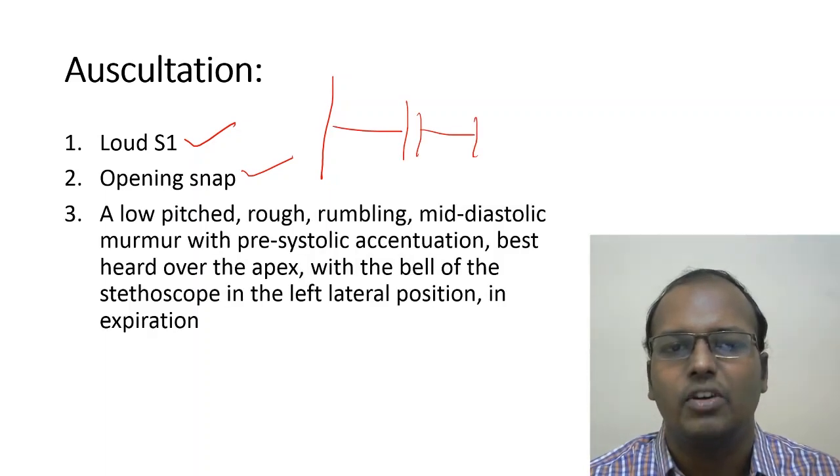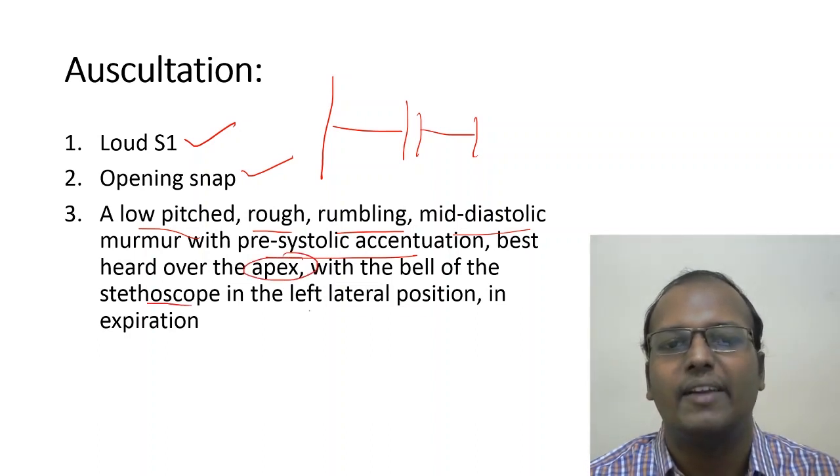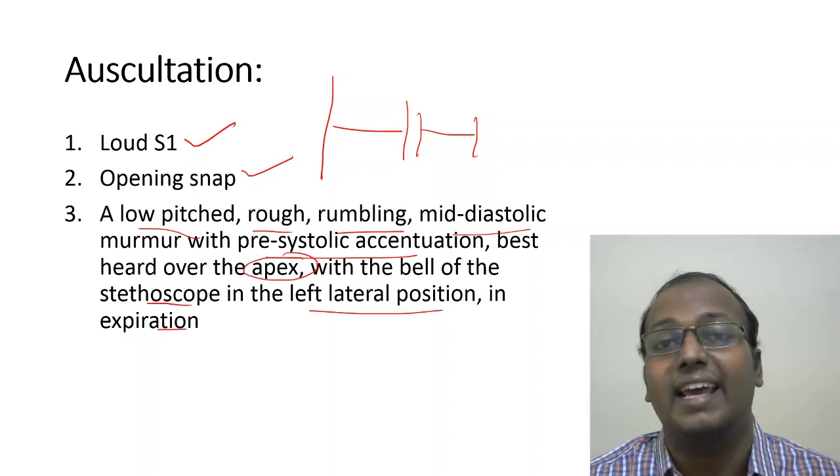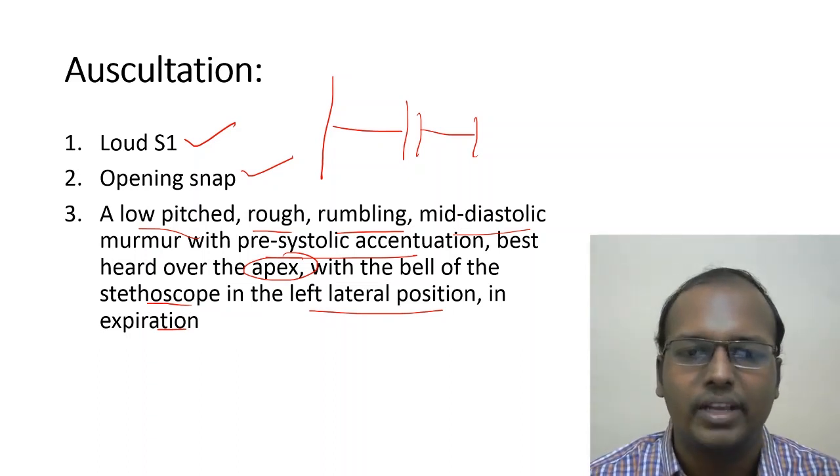Then comes your low pitched, rough, rumbling, mid-diastolic murmur with pre-systolic accentuation, best heard over the apex with the bell of the stethoscope in the left lateral position in expiration. So these are the characteristic points which you should tell in a patient with mitral stenosis.